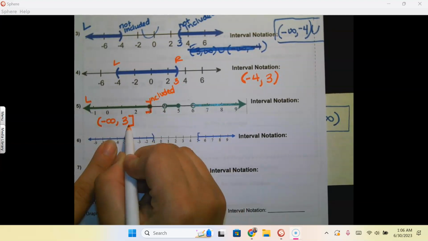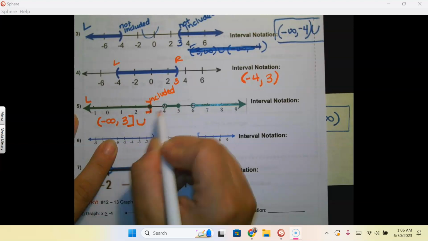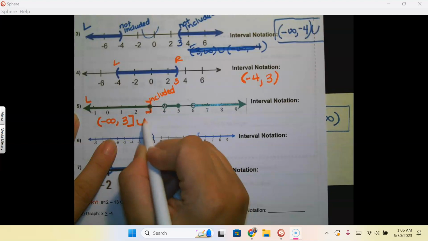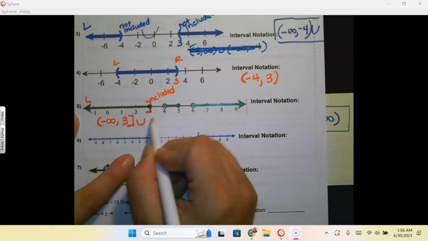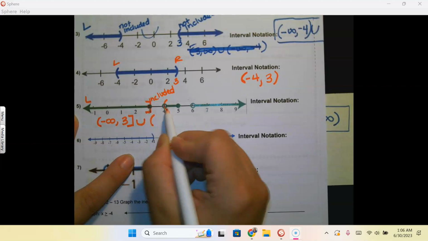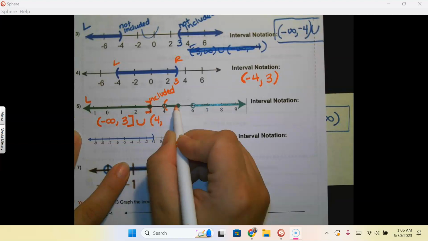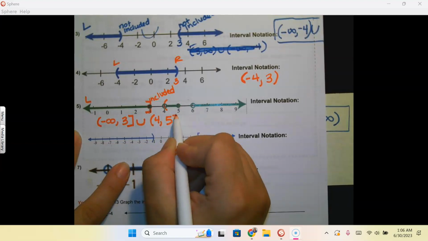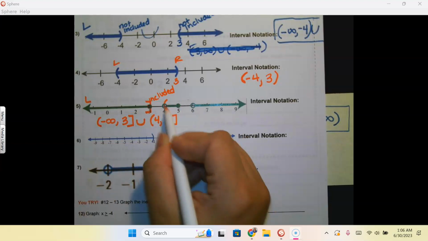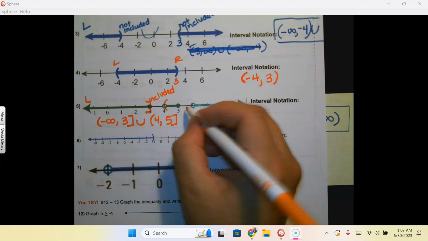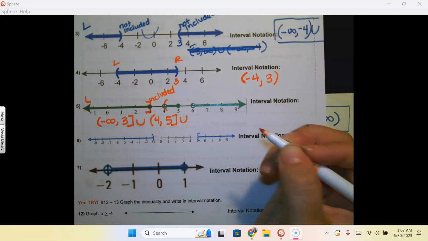So we're going to put a bracket here, and then we're going to use the union symbol because there's a space with no shading. So that means 3.1, 3.2222, all the numbers between 3 and 4 are not included, so we need to put that symbol there. And then it starts here at 4, and we're going to put a parenthesis here because that's what an open circle represents. It means it's not included. And then we put a comma, and then it stops here at 5. So this just means that the numbers that x can be are numbers in between 4 and 5, including 5, but not 4. And then we have another space, a gap, so we're going to put another union symbol.